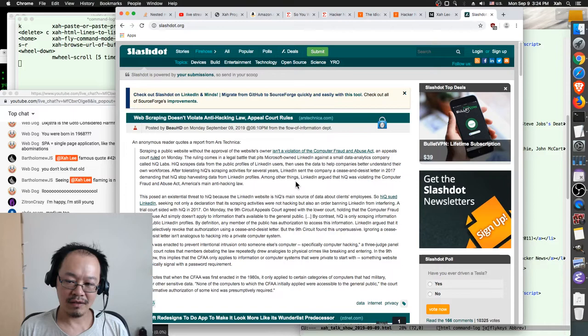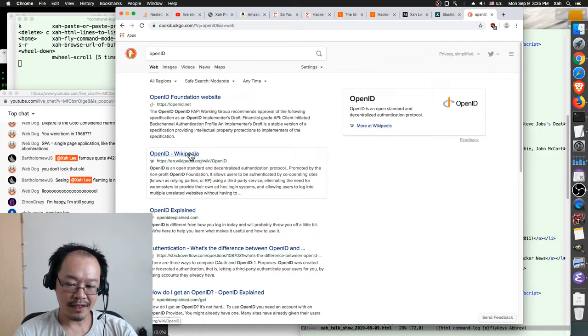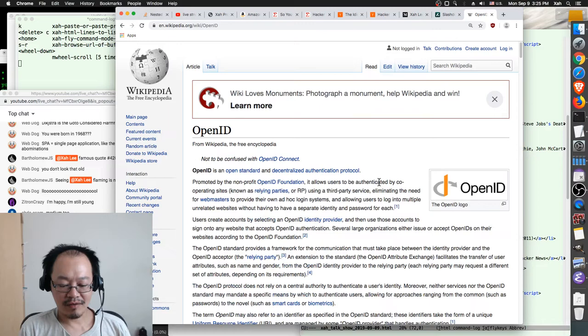OS or browser, but then the web developers, they begin to realize an idea called OpenID. You guys remember that OpenID? Basically, it's dead. It's a dead technology. You see that logo? So OpenID came along. The idea is that we need to solve the problem where each person has to remember tens of passwords. So they created this OpenID.